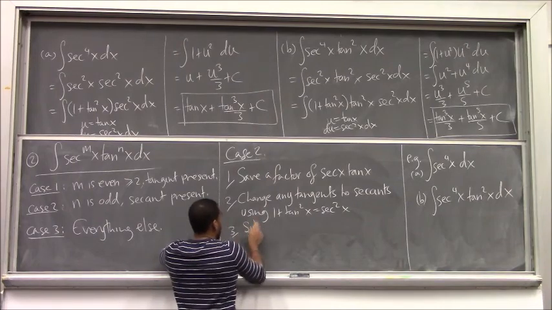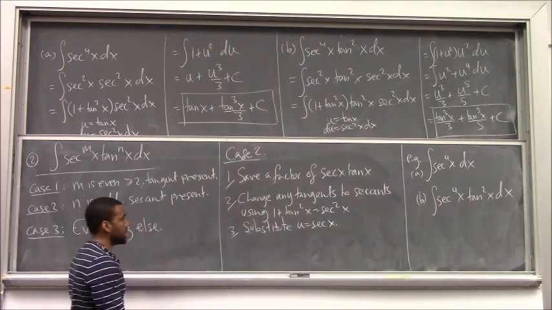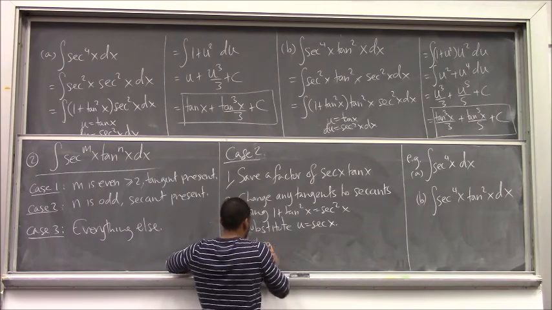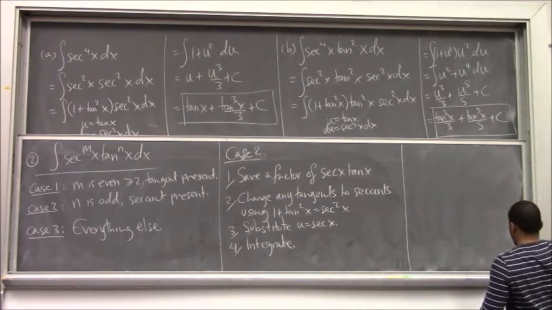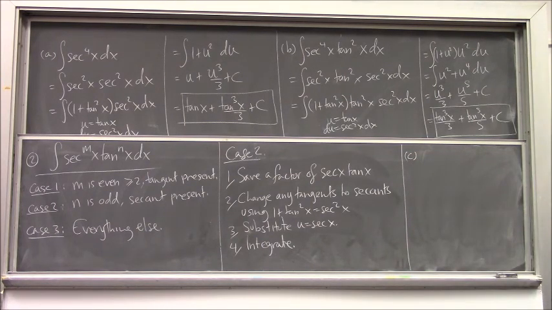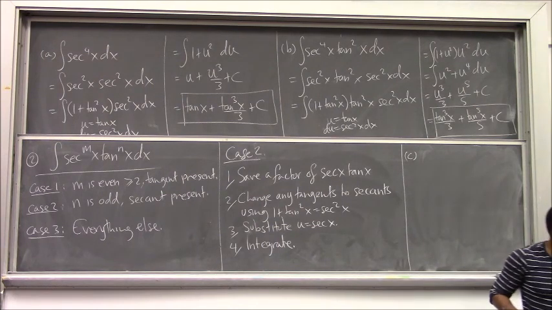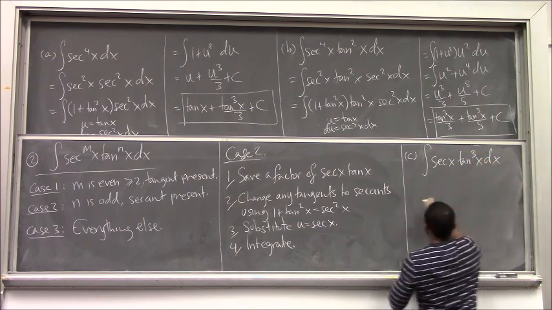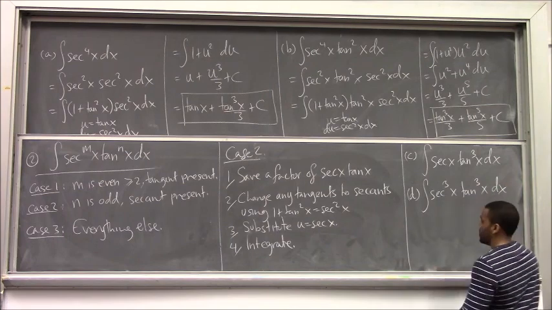We're going to now do u equals secant. Your du is going to be secant tangent, which is the factor that you saved up there. For example, those two.